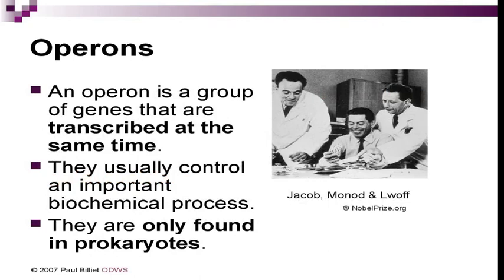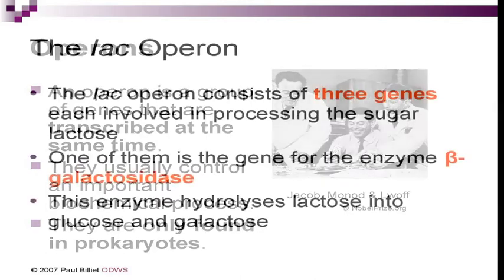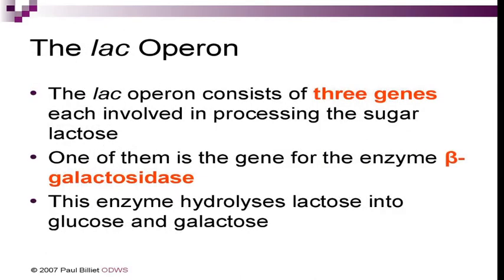In the picture you can see Jacob and Monod. So Francois Jacob and Jacques Monod were the first to elucidate a transcriptionally regulated system. This lac operon is usually present in bacteria such as E. coli. So the lac operon consists of three genes, and these three genes are involved in processing the sugar lactose, which is a disaccharide. The three genes are Z, Y, and A.